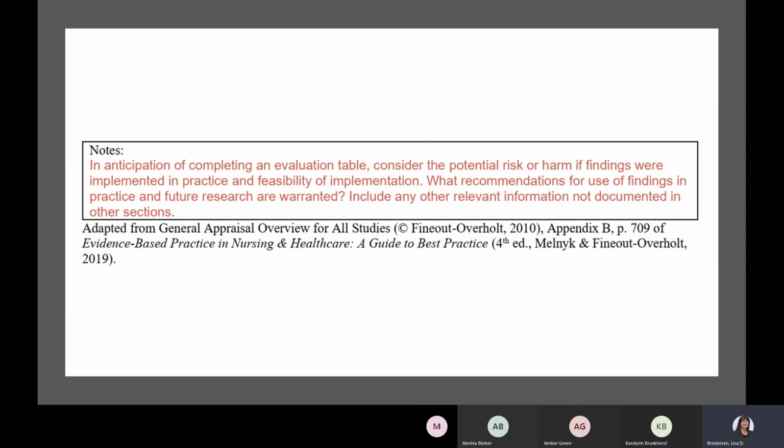Oh, I did forget about the last section of the form. There's a place for notes, a place on the general appraisal overview where you can write down anything that you think is pertinent about the source that maybe wasn't captured or didn't seem to fit in any of the other sections. Okay. And then the last thing is just I've credited the general appraisal overview form in the textbook as being the source from which this particular general appraisal overview form was adapted.